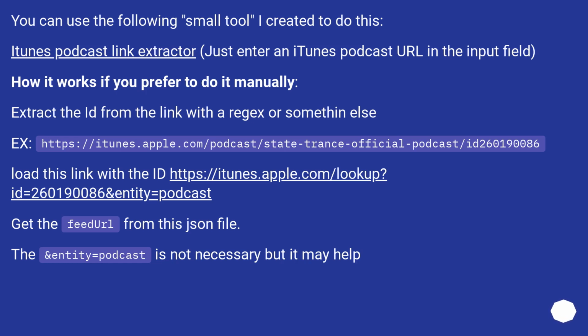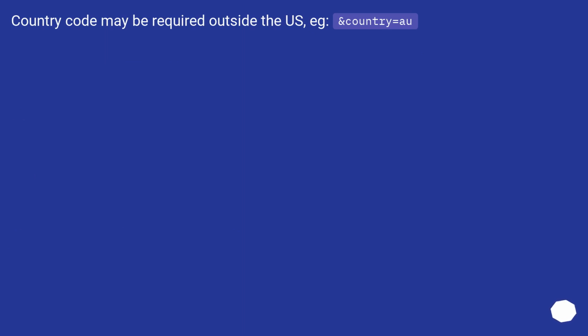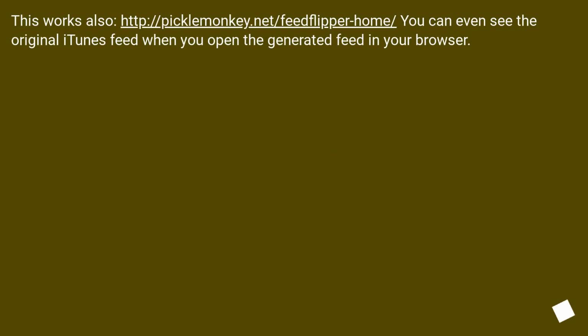For example, https://itunes.apple.com/podcast/state-of-the-official-podcast/id260190086. Load the lookup URL with this id. Get the feed URL from this JSON file. The &entity=podcast parameter is not necessary, but it may help. A country code may be required outside the US, e.g. &country=DE. This works also. With this URL you can even see the original iTunes feed when you open the generated feed in your browser.